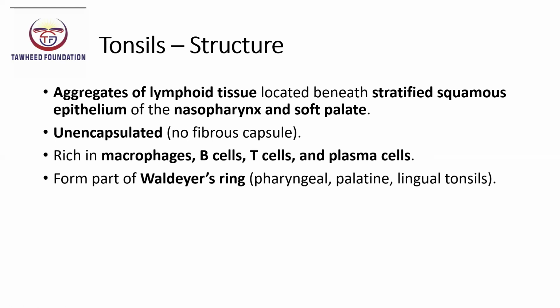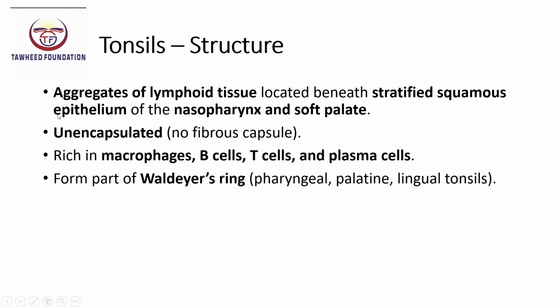Anatomically, the tonsils form part of Waldeyer's ring, a circular arrangement of lymphoid tissue consisting of the pharyngeal, palatine, and lingual tonsils. This ring forms a protective barrier at the gateway to the respiratory and digestive tracts, making it one of the body's first lines of defense against airborne and ingested microbes.